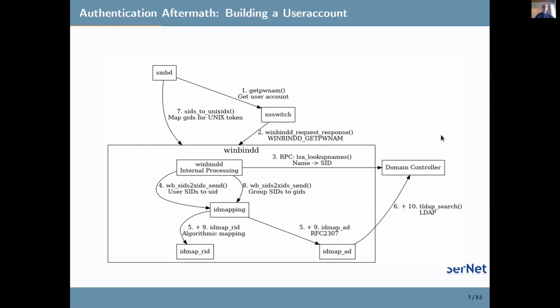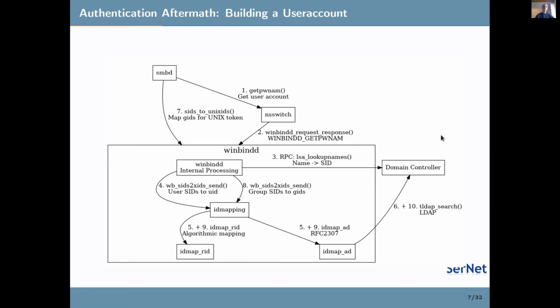The first thing it has to do is get the name. So it has to ask a domain controller to get the SID back from the name we got. Once we got the SID, the next step is we translate the user SID to user ID. This goes into the ID mapping subsystem in Winbind. ID mapping is part of Winbind, and this is configurable, so you can have different ID mapping backends.